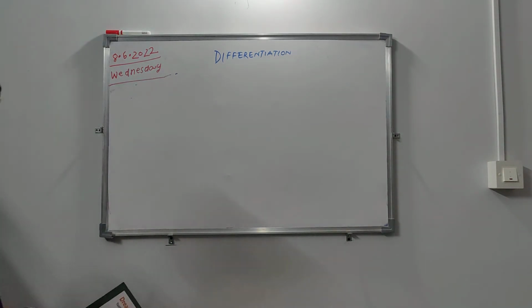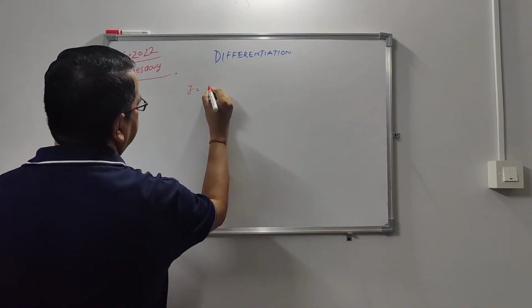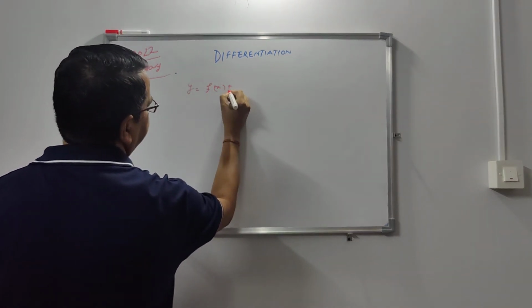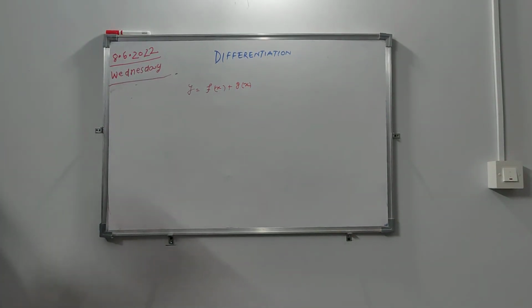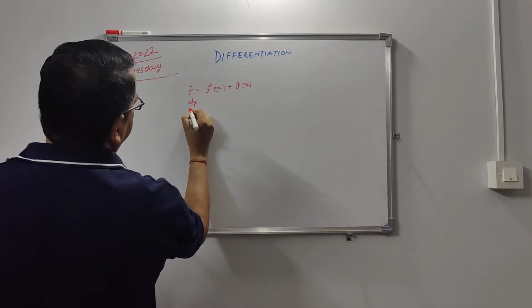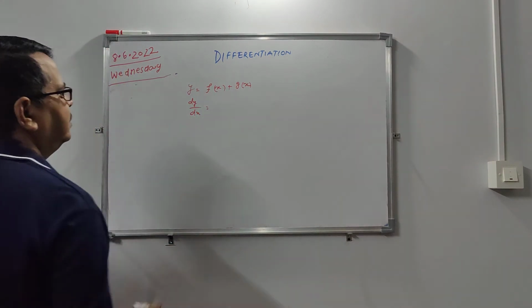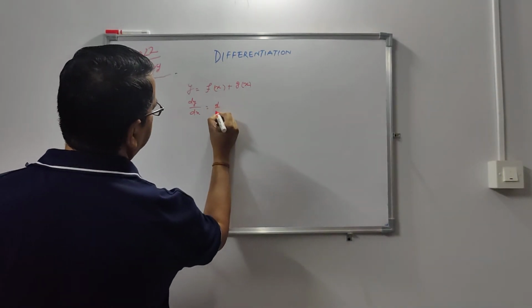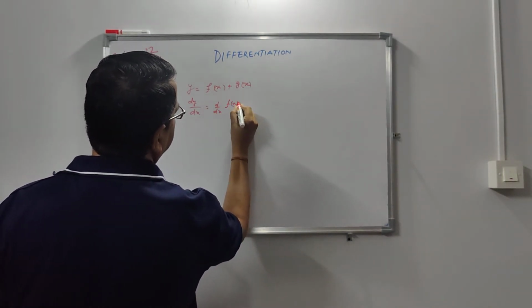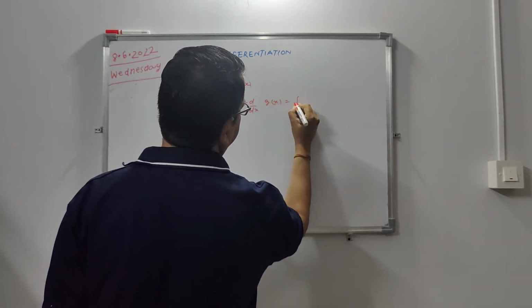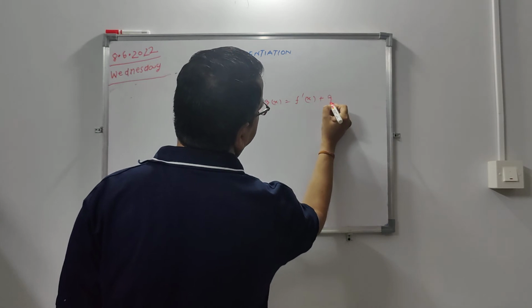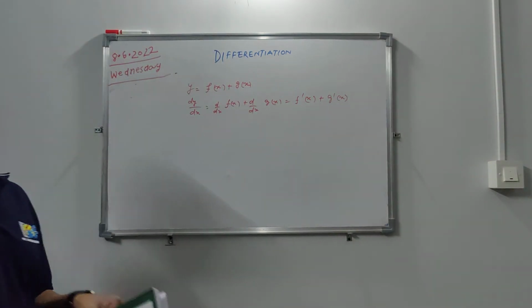Okay, so if y is equal to f of x plus g of x, so if you have two different functions but both are functions of x, then dy by dx is equal to d by dx of f of x plus d by dx of g of x, which is equal to f dash x plus g dash x. Right?